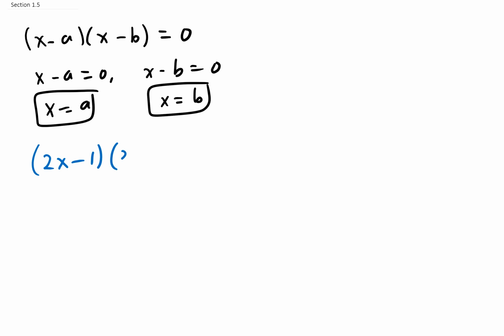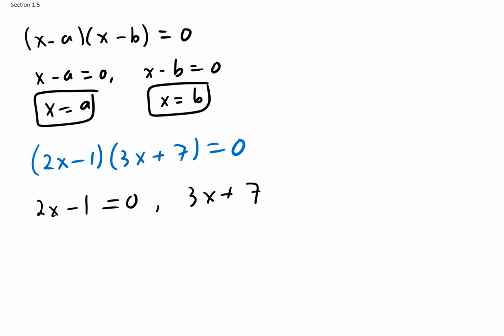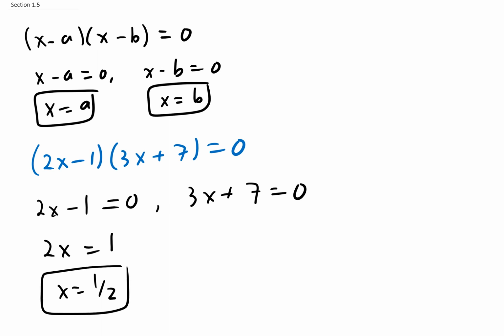Let's say this times (3x plus 7) equals 0. As long as it's 0, then we set each factor here equal to 0. So this equals 0, or the 3x plus 7 equals 0. Add 1 to both sides, divide by 2. You get x equals 1/2. Subtract 7 on both sides, divide both sides by 3.